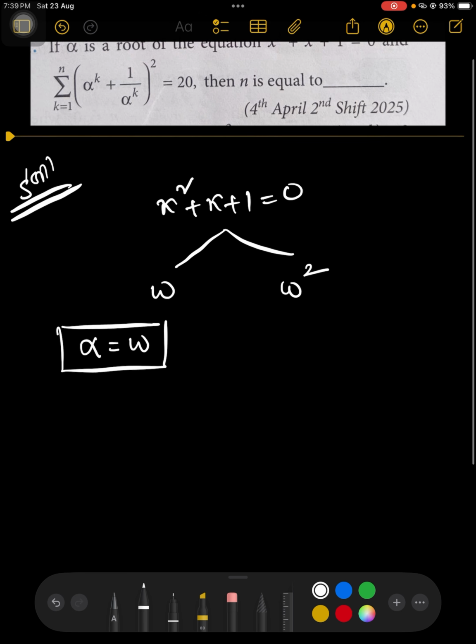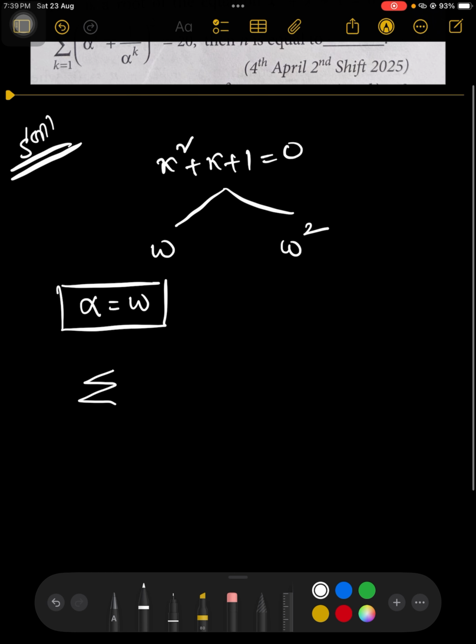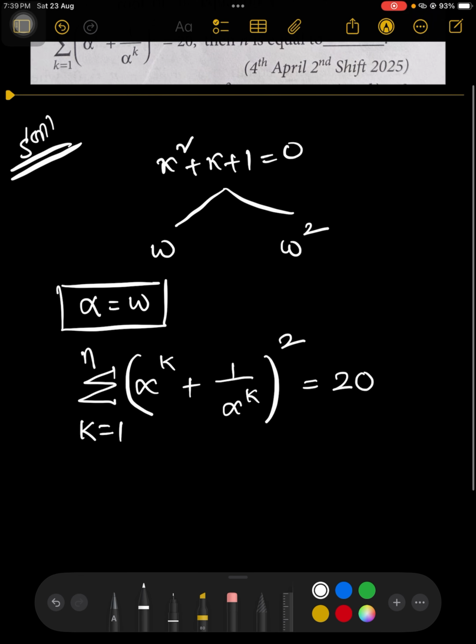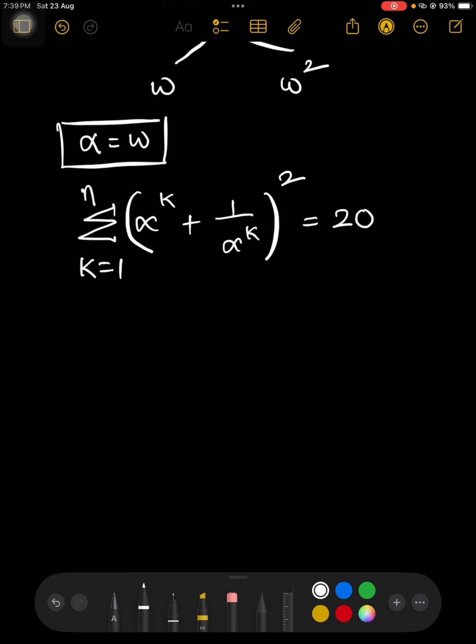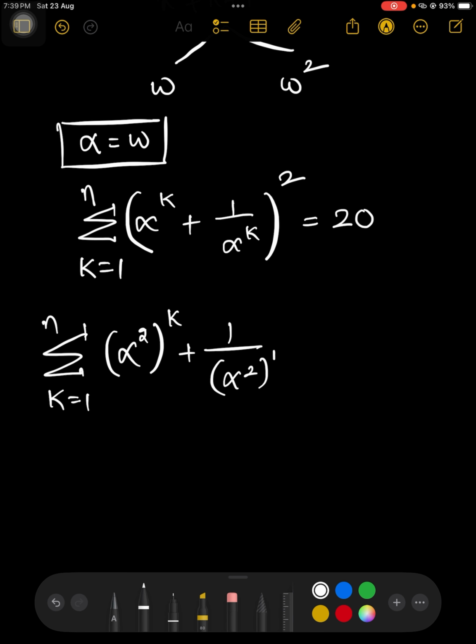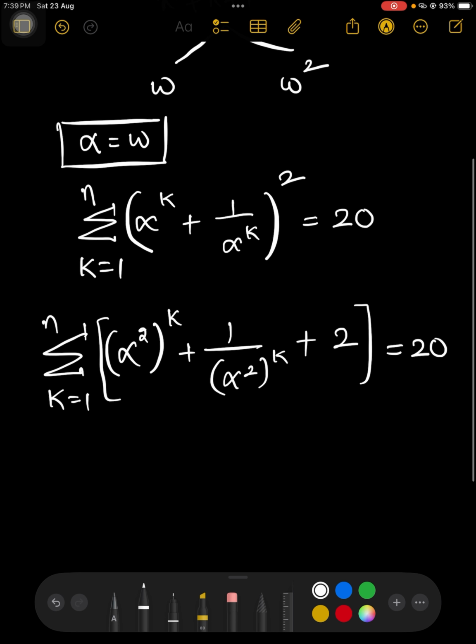Right. Now, the given condition in the question is sigma k equals 1 to n of (alpha power k plus 1 by alpha power k) whole square is equal to 20. Right. Now, let's expand this, that is sigma k equal to 1 to n. If you apply whole square, that is alpha square whole power k plus 1 by alpha square whole power k plus 2, which is equal to 20.